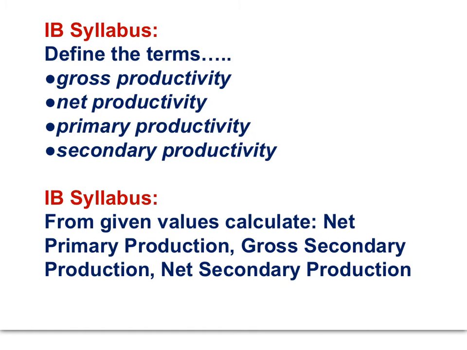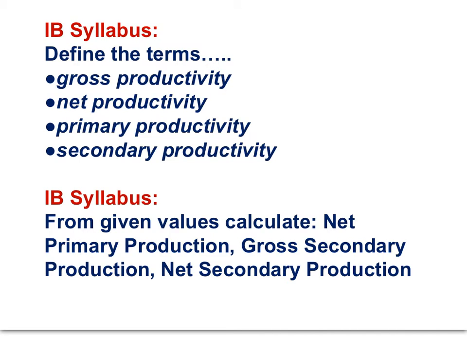So with this slide, I would like to dig deeper into these productivity terms. Please pay close attention. I've already asked you to define gross productivity and net productivity. Primary productivity refers to producers, photosynthesizers only. Secondary productivity refers to consumers, consumers at any trophic level, primary consumers, secondary consumers, consumers only.